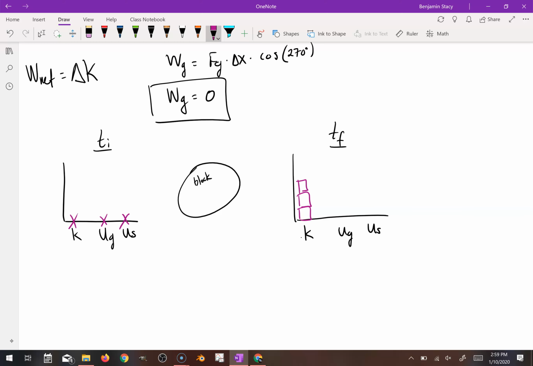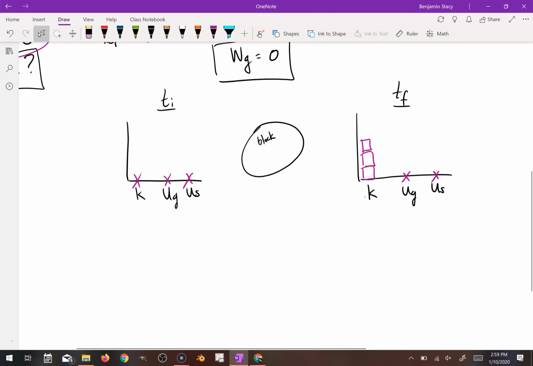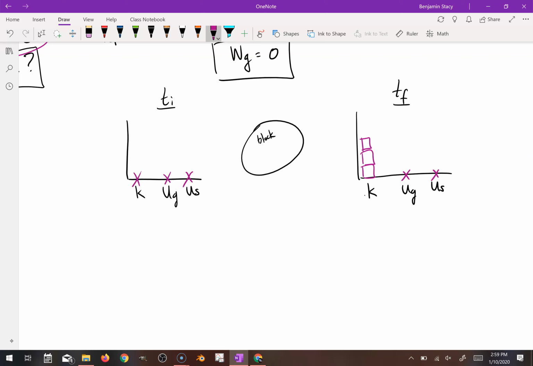Let's give it 3 blocks. UG is still 0, US is still 0. Okay, so what has happened here? First you can ask, is mechanical energy conserved? Does initial energy equal final energy? No, because we don't have the same number of blocks in each L. So energy was added to the system. So I need to draw an arrow in, because that energy was added to the system.